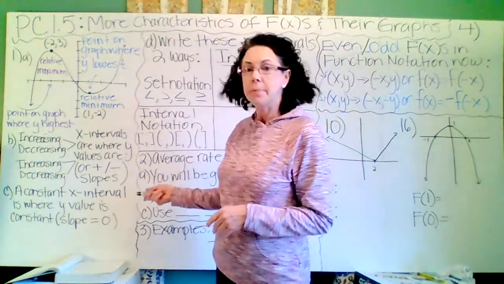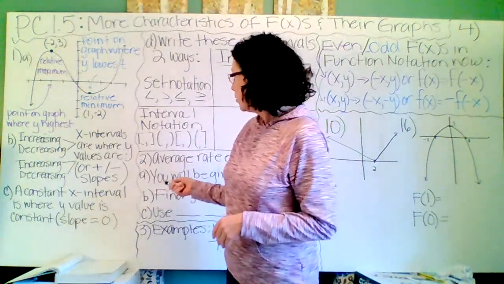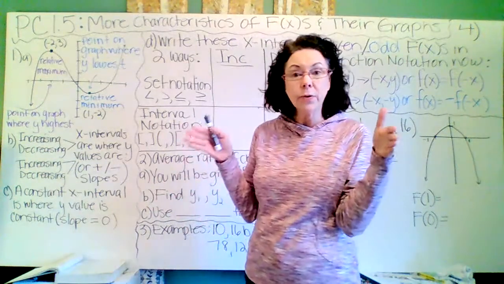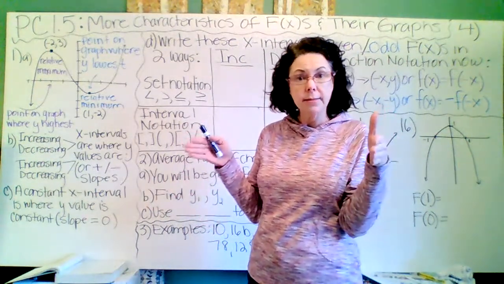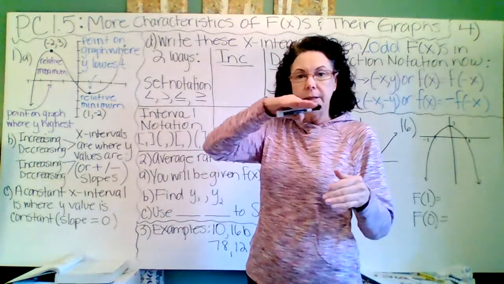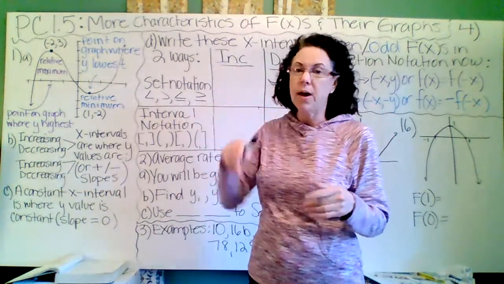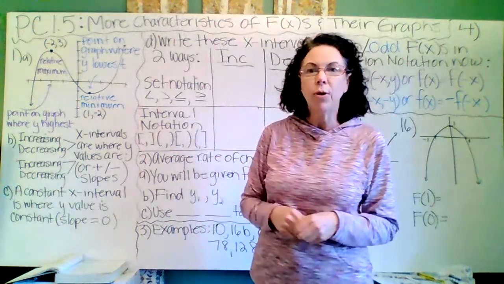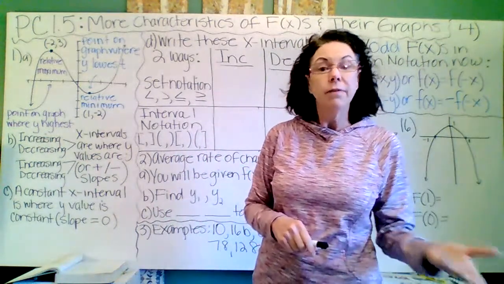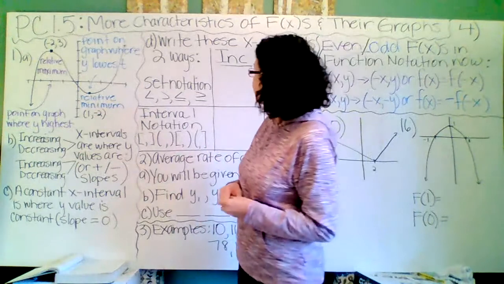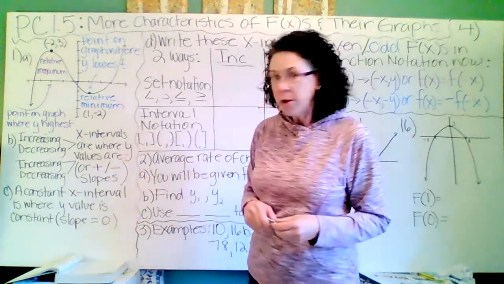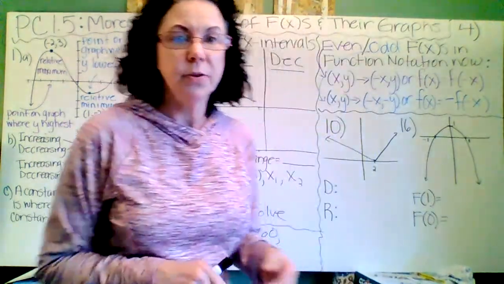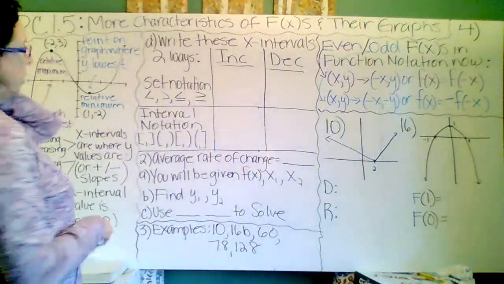Also, there can be places on a graph where the y values are constant for certain x's on a certain x interval, meaning that the slope is 0 and the y values stay the same. So you'll be asked on graphs at what x intervals the function is constant. Okay, so how do we write these x intervals? There's two different ways we can write them.